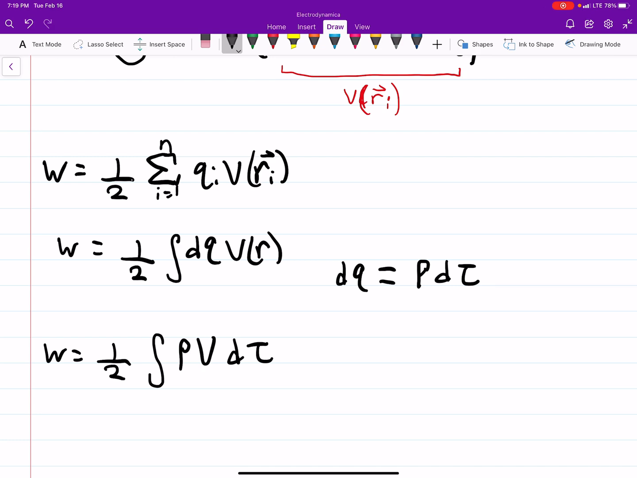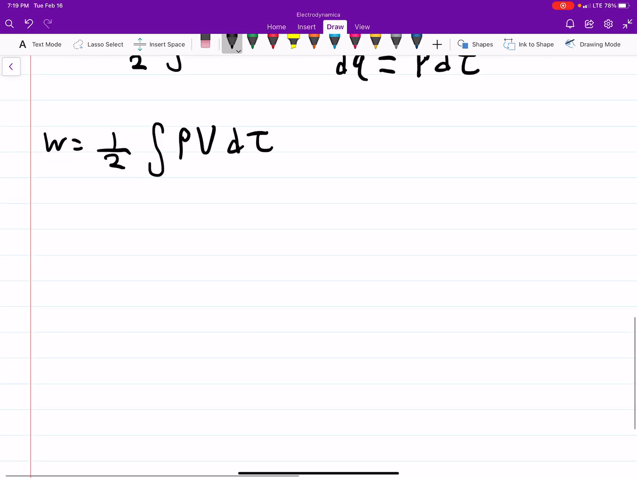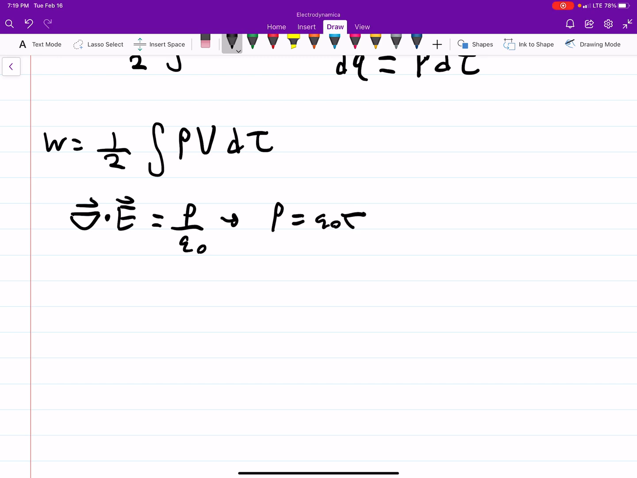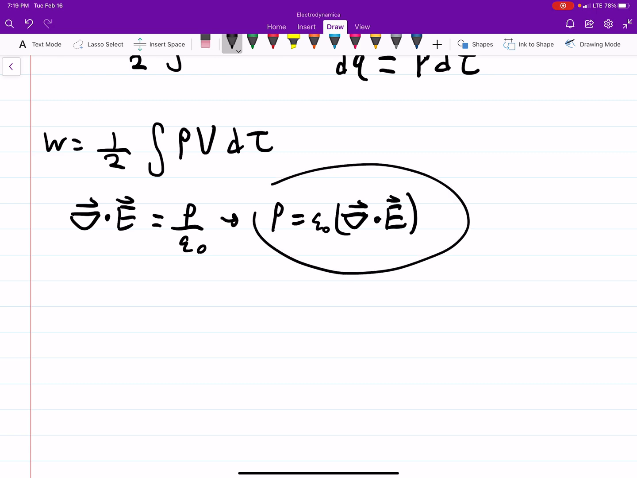Okay. Now, the charge density, if you remember from Gauss's law, the divergence of our E field is our charge density divided by epsilon naught. And solving for our charge density, we get epsilon naught times the divergence of our E field. Okay. So this is our rho. I can substitute that in there.